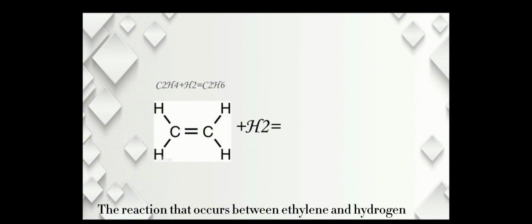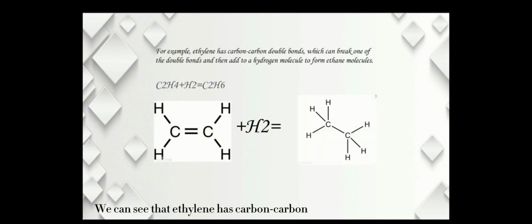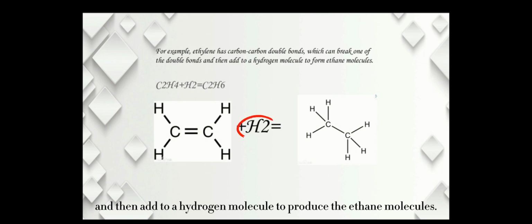This is the example of addition reaction, the reaction that occurs between ethylene and hydrogen. We can see that ethylene has carbon-carbon double bonds, which can break one of the double bonds and then add to a hydrogen molecule to produce the ethane molecules.